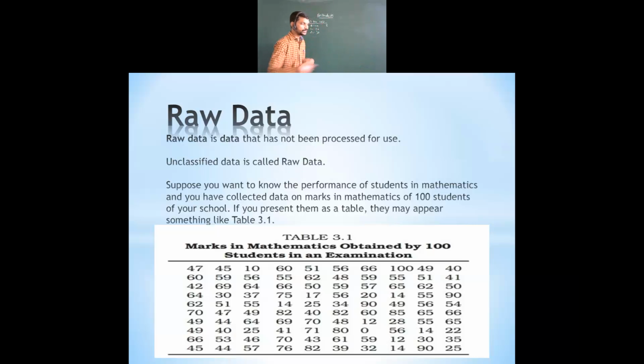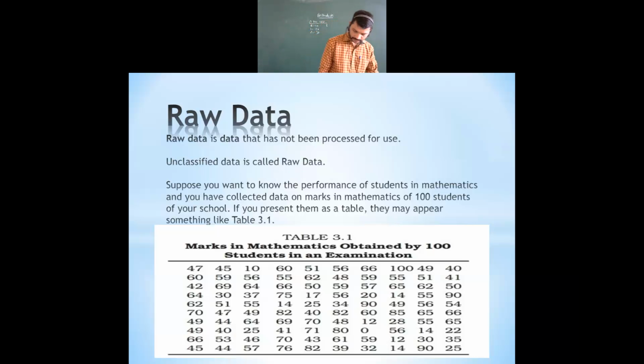I have collected the data of 100 students in the examination of the math subject. This is the raw data, which is not organized. Is it organized? No, this is not organized. It is unclassified data, a raw data. That's it. This is the second important part we are dealing with, raw data. We could have another example, but from this, you can understand the things you have come across.